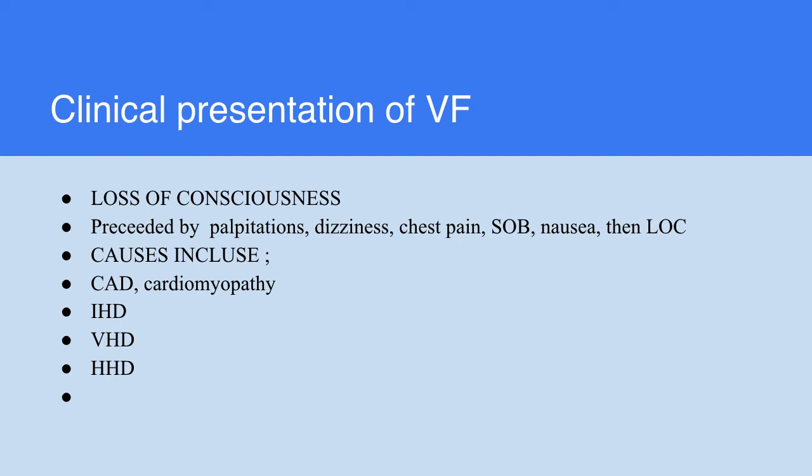And the clinical presentation of VF is usually loss of consciousness, dizzy spells, nausea, vomiting, acute chest pain, severe shortness of breath, and then the patient loses his consciousness. Also, patients might have acute coronary syndrome. They might have cardiomyopathy, congenital heart diseases, hypertensive heart disease, and valvular heart disease. All are prone.